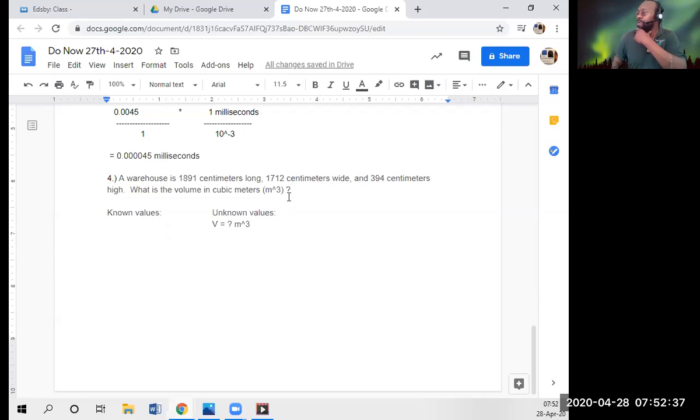Okay, so let's get back into our known values. What did the problem give us? If I look here, it says a warehouse is 1,891 centimeters long. It sounds like length, maybe. So let's go through it. So that is L, right?